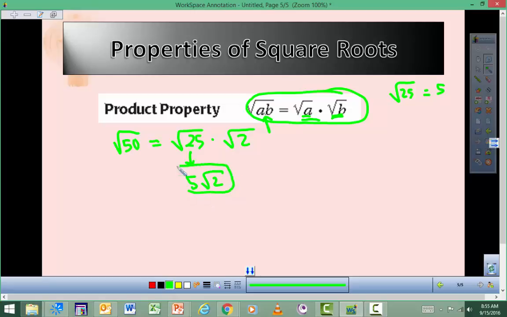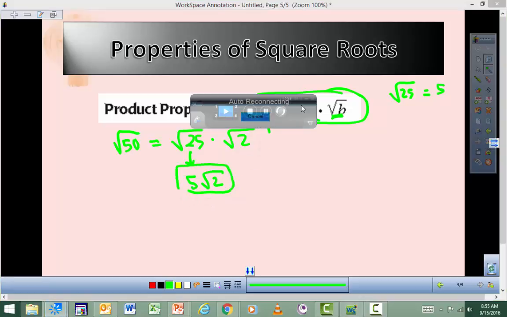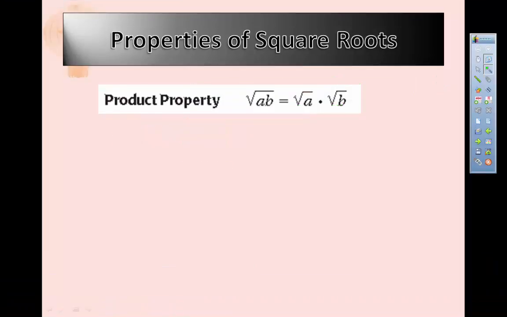You see? So that's how, you know, it's like, why'd that just disappear all of a sudden? Okay, so anyhow, that's an important property. Well, we have other properties as well that we will be using.